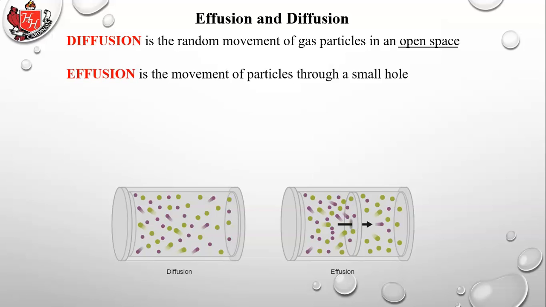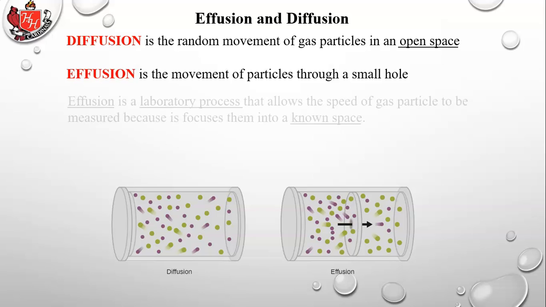What you have is a container. The one on the left is just diffusion, just moving around in an open space. The one on the right measures effusion, and it has a small hole in it. You put all the gas molecules on one side, and then you see how quickly they start moving over to the other side. If you put them all on the left side of the effusion container, you can measure how long it takes, how quickly they move over to the right side. So that's an experimental process to determine the speed of gas molecules.